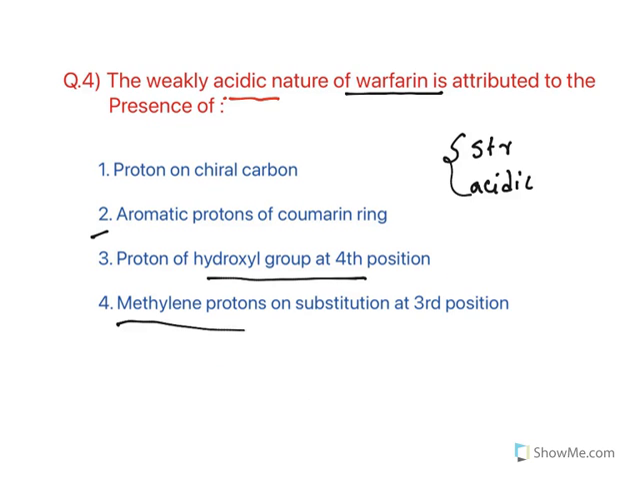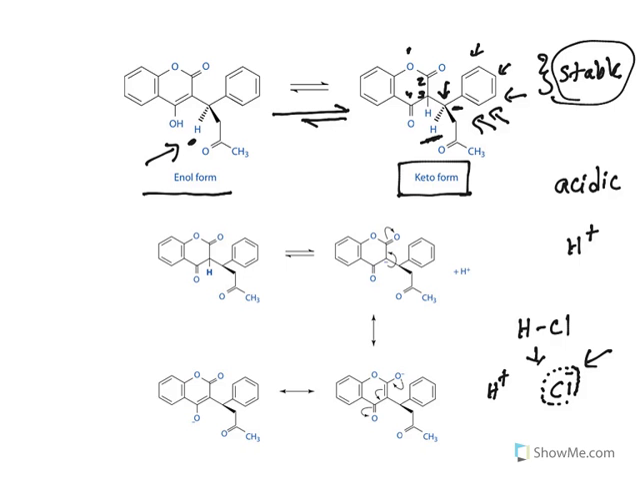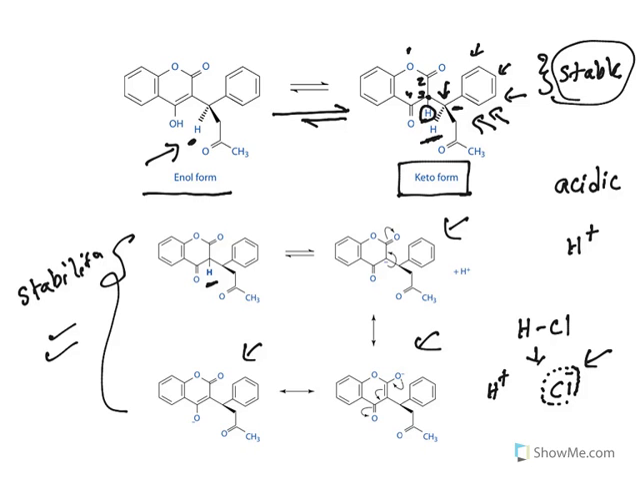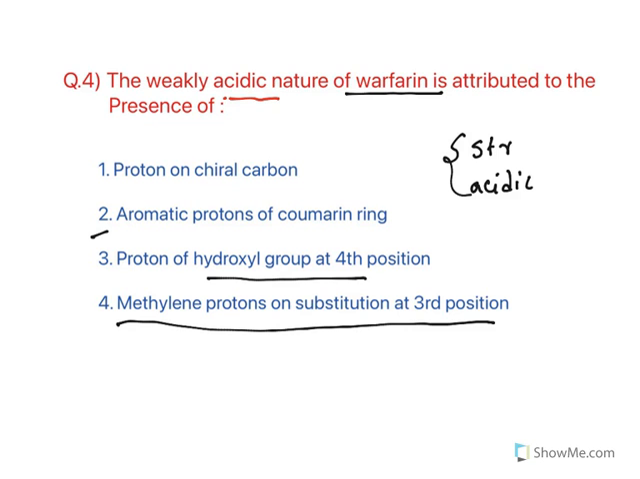Now what is left? Methylene protons on the substitution at 3rd position. So this is the 3rd position and this is the methylene proton. Look at this. This methylene proton, if it comes out, it leaves an electrons which are stabilized with this resonance structure. So this is a resonance structure, this is a resonance structure, this one is a resonance structure. So when you have this kind of canonical forms of resonance structure, that indicates it confers stability. When there is a stability parameters are there, the hydrogen comes out as proton. So the answer is this one. So the methylene proton on substituent at 3rd position.